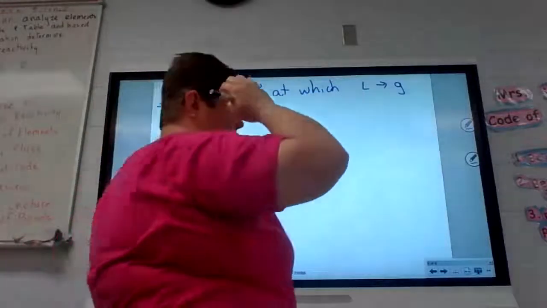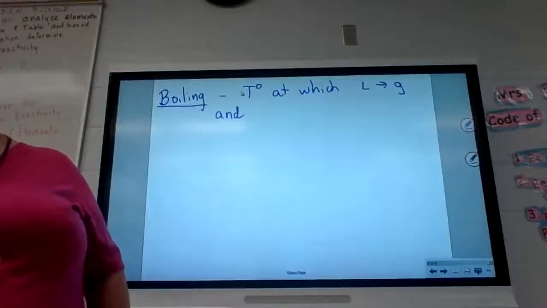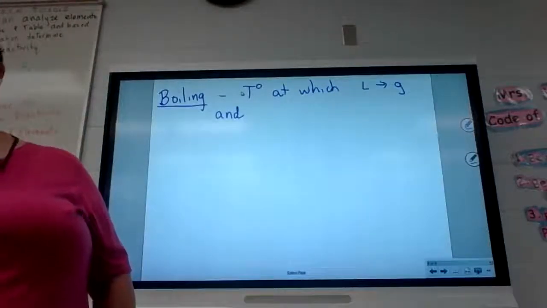All right. Now, you can keep in mind that the liquid changes to a gas, but there's a second piece to this that you have to know.